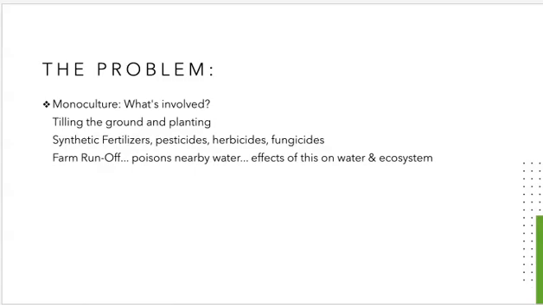The method requires tilling the ground and planting, which makes sense to a point, but this leads to the use of synthetic fertilizers with pesticides, herbicides, and fungicides following, because the dead things bring out other unwanted things. This also leads to farm runoff, which poisons nearby waterways, threatening the lives of aquatic animals and the animals living off that water who drink it.